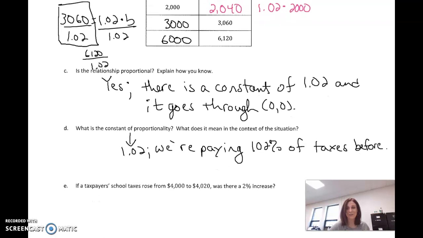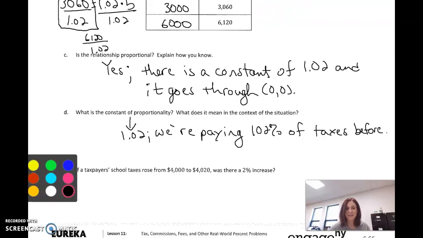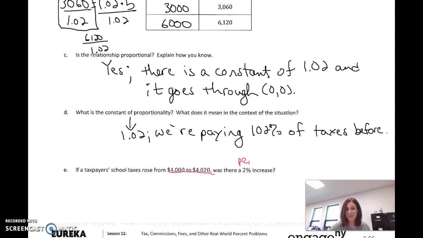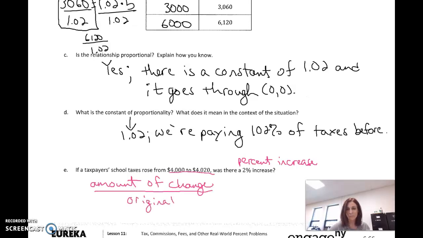All right, last one. If the taxpayer's school taxes rose from $4,000 to $4,220, was there a 2% increase? This is a percent increase. Now remember, how do we do percent increases? We take the amount of change and we divide it by the original amount. So how much did this change? 4,020 minus 4,000.